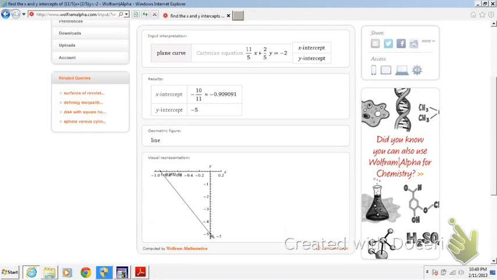So if we zoom in, you can see the same thing that we sketched by hand. A moment ago, you can see the y-intercept down there at (0, -5), and you can see the x-intercept here at like -0.9. All right, hope that helps. Let's try the next one.